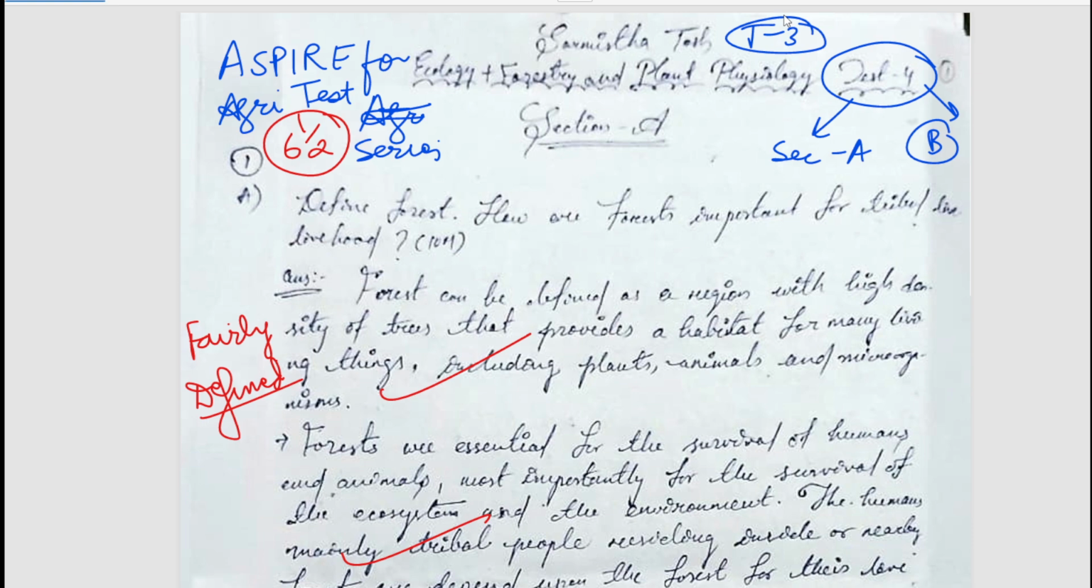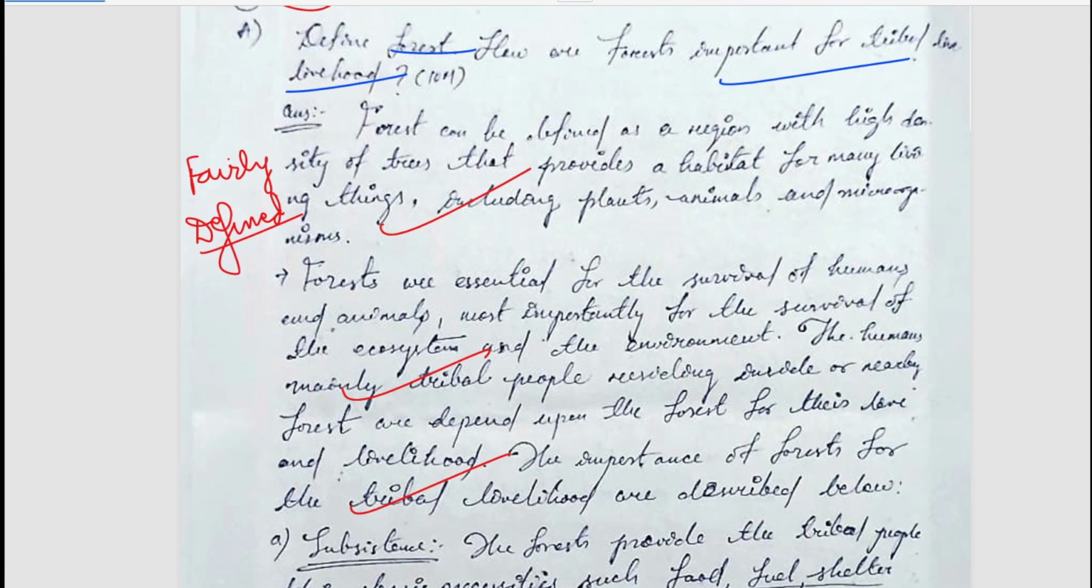You can know how to introduce, how to conclude, how to structure your body, how to add examples, and you can also learn from the mistakes which these students have made. So let's start. The first question was: define forest and how are forests important for tribal livelihood. You can start by defining forest as the student has done here.